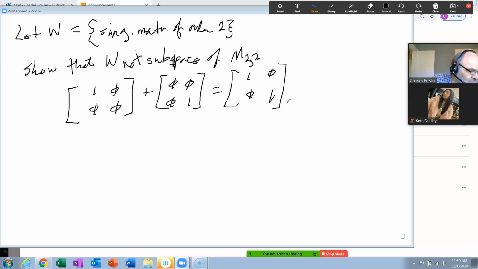So it's not closed under addition, so it's not a subspace. Okay. Now, sometimes finding that one example is really easy, and sometimes you just bang your head against the wall over and over trying to find one that disproves it. Okay.